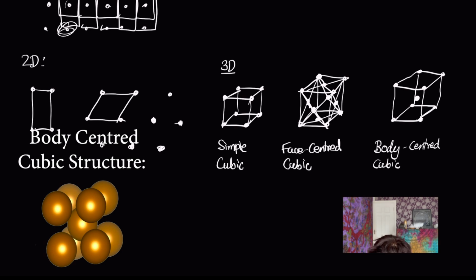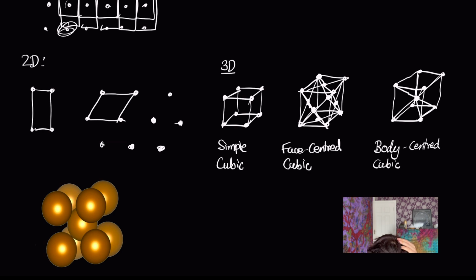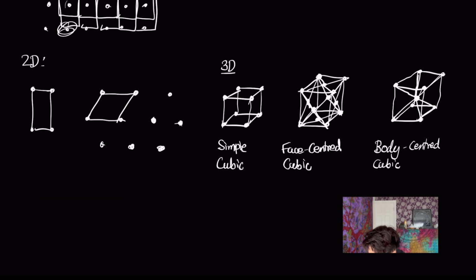And so as a result, you're going to get a lot of diagonals coming out from the vertices into the point which is at the center of the cube. Essentially, that's the body-centered cubic. And that is the last of the 3 cubic types of crystal structure.